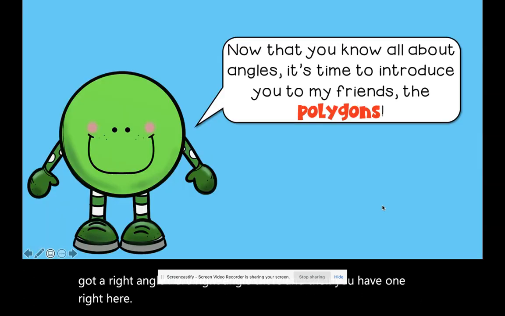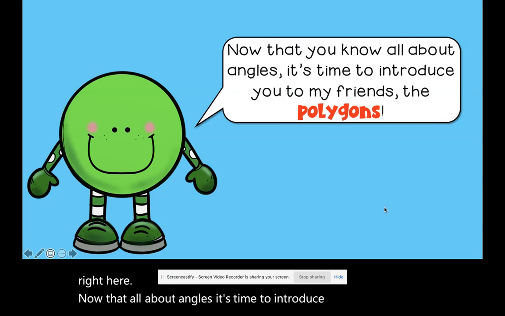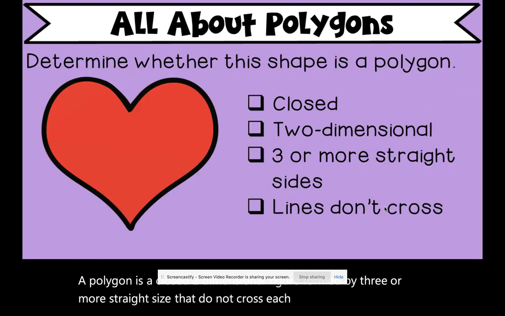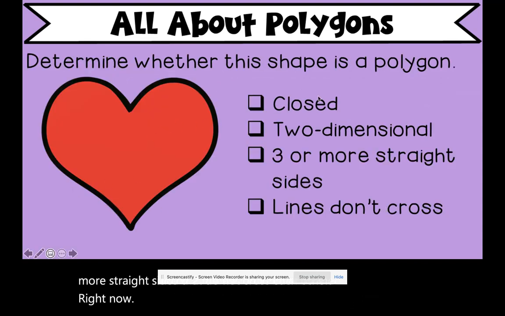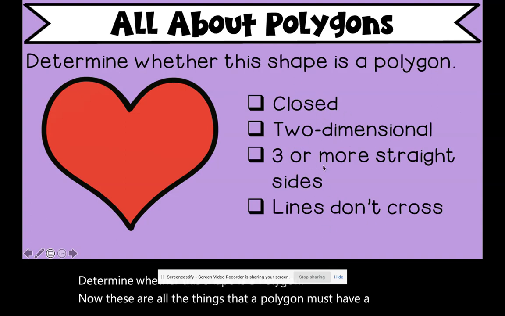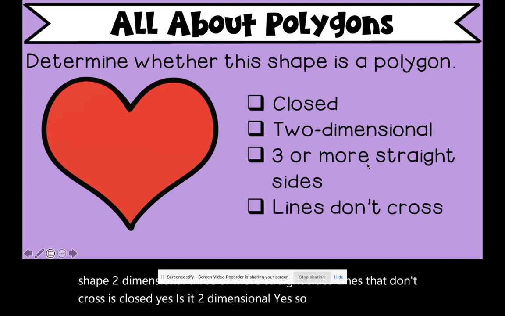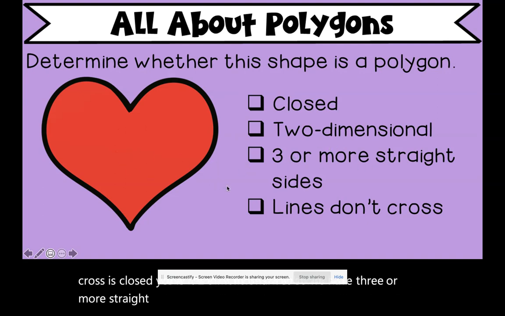Now that you know all about angles, it's time to introduce you to my friends, the polygons. A polygon is a closed two-dimensional figure formed by three or more straight sides that do not cross each other. All right? Now, determine whether this shape is a polygon. These are all the things that a polygon must have: a closed shape, two-dimensional, three or more straight sides, lines that don't cross. Is this closed? Yes. Is it two-dimensional? Yes. Does it have three or more straight lines? There are no straight lines in this one.